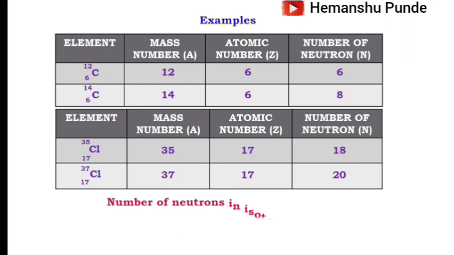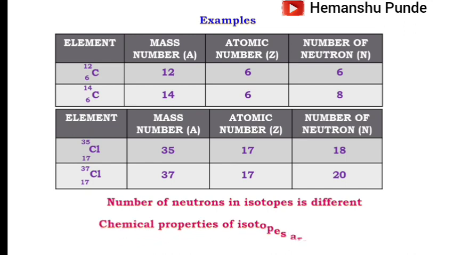Okay. So number of neutrons in the isotopes is different because the atomic number will be the same. As we all know, atomic number for each individual element is the same. So the chemical properties of isotopes will be the same.